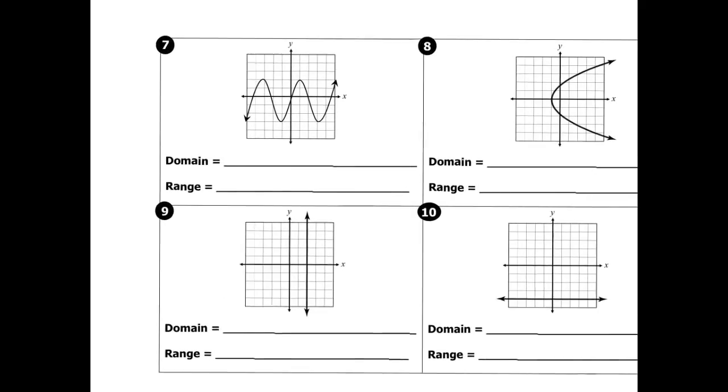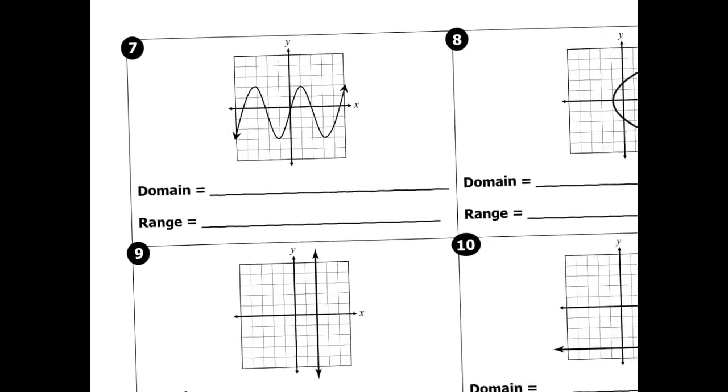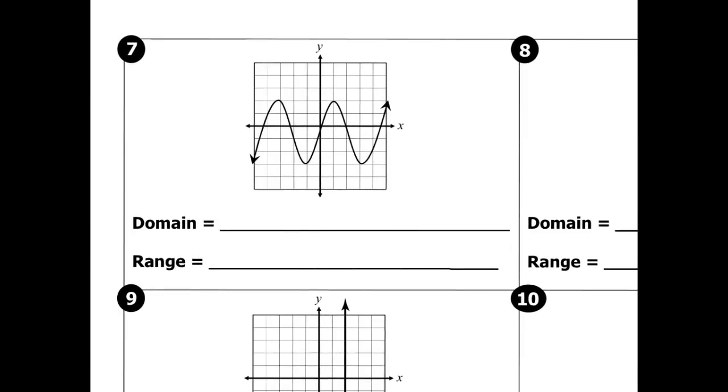So we've got a couple more to talk about here, number 7 and 9. For 7, I'm going to take a look at my left to right, and it's pretty obvious now that I've looked at a few, that if I move from left to right, it seems like this wavy pattern is going to keep going left and right to infinity. So right off the bat, I am going to name my domain as all real numbers. You're going to start to see that more easily the more that you do this.